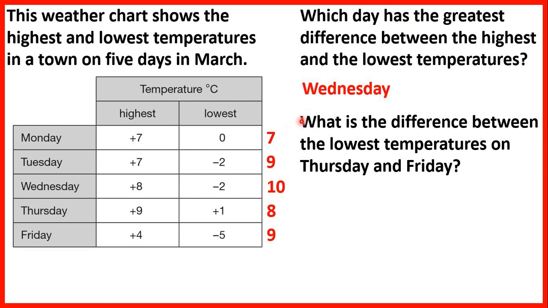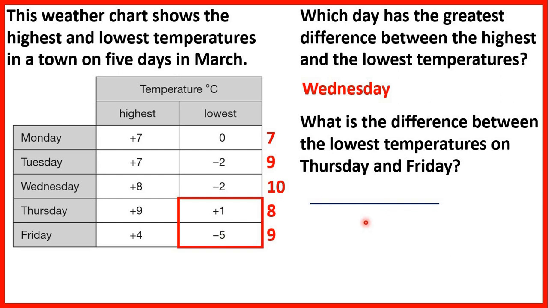Now, what is the difference between the lowest temperatures on Thursday and Friday? So we have the lowest temperatures in this column here, and if we find Thursday and Friday, we can see that we're comparing +1 and -5. So we're comparing a positive number and a negative number, so we can just add to find the difference, and 1 plus 5 is 6, so the difference is 6 degrees.